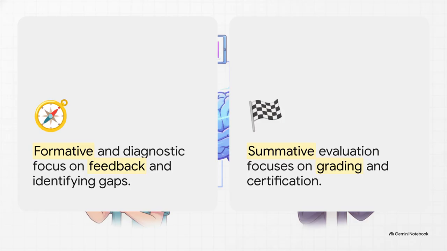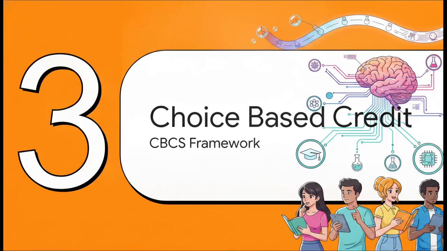It's all about feedback. Summative evaluation, on the other hand, that is the checkered flag at the end of the race. The driving is completely over, there's no more route to recalculate, it is just time to record your final time, lock in the grade, and hand out the certification. Both concepts are absolutely crucial to a functional education system, but they serve entirely different purposes on the timeline of your learning. Section 3. Choice-based credit systems.